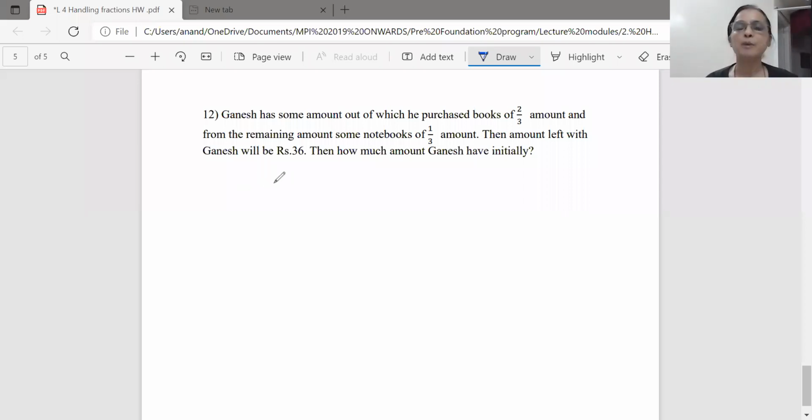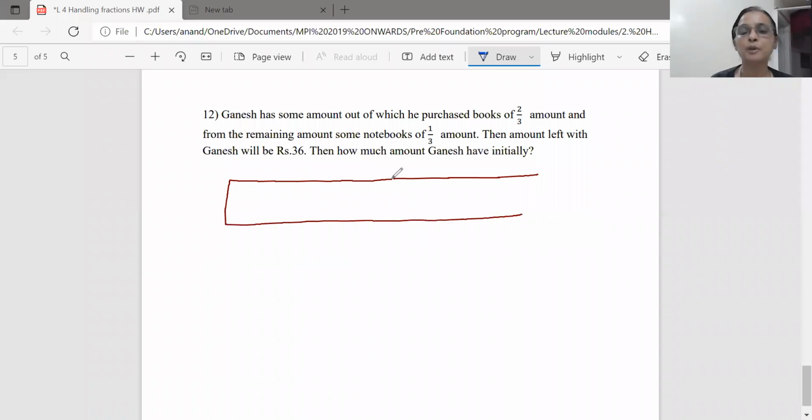Ganesh has some amount of which he purchased books of 2/3 amount. Okay. So ideally, I will make a 3-compartment tray because I'm going to use 2/3 amount for books.